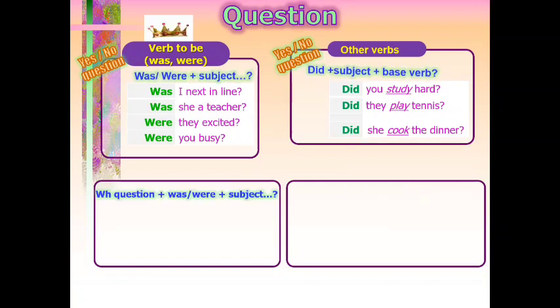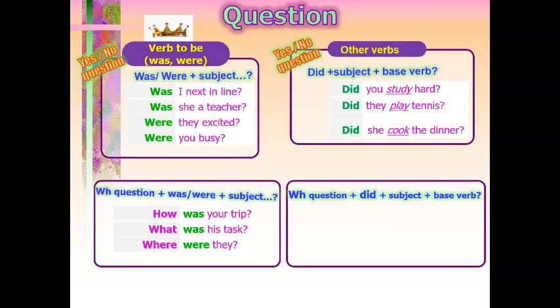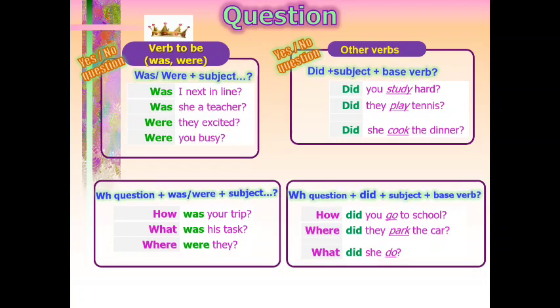For verb to be, with the WH question, we use the form of verb to be, was or were in the past, plus the subject. How was your trip? What was his task? Where were they? With the other verbs, for the WH question, we use did plus the subject plus the base verb. How did you go to school? Where did they park the car? What did she do?